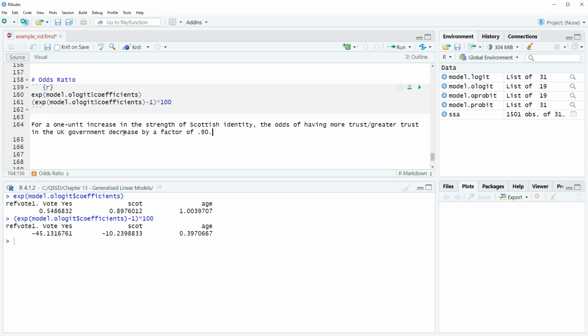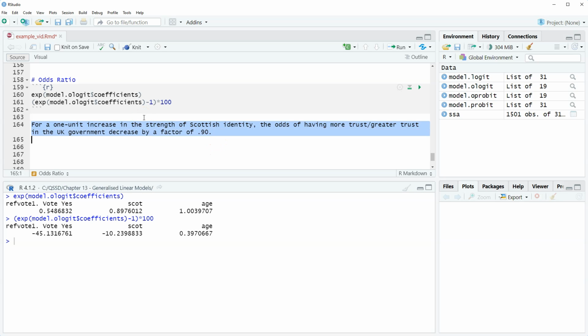The beginning of the interpretation is pretty straightforward, right? For a one-year increase in the strength of Scottish identity, the odds of having more or greater, because we're increasing on the values. And then whether we talk about decrease or increase, or some equivalent phrase, is going to be based on whether the odds ratio is above one or below one. So for Scottish identity, it's below one. If we round it, 0.90. So decreased by a factor of 0.90.